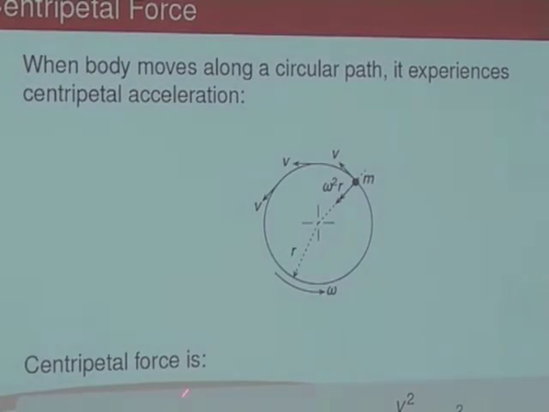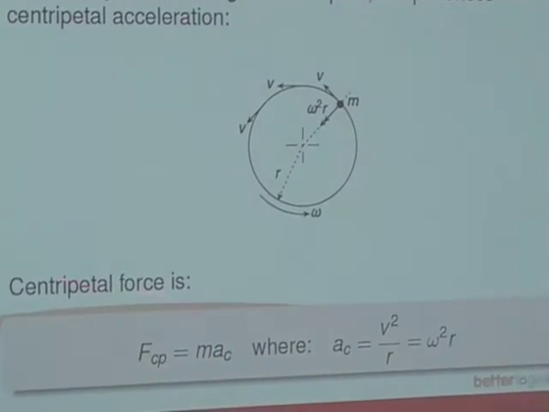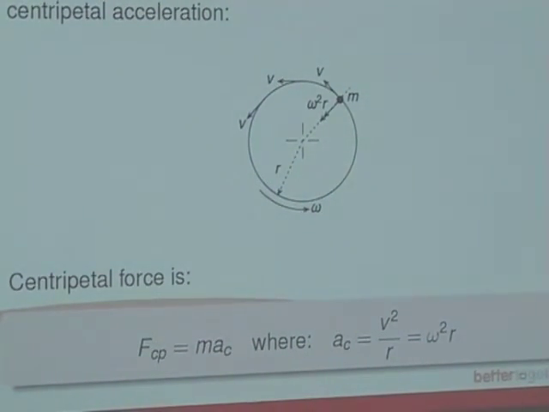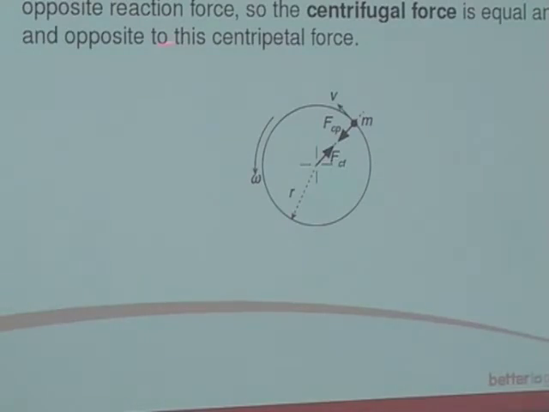And so centripetal force is obviously mass times that acceleration, where a is v squared upon r, or omega squared r. Now, from Newton's third law, for every force there's an equal and opposite force. So if there's a force towards the centre of the circle, there must be an equal and opposite force away from the centre of the circle, and that we call the centrifugal force.